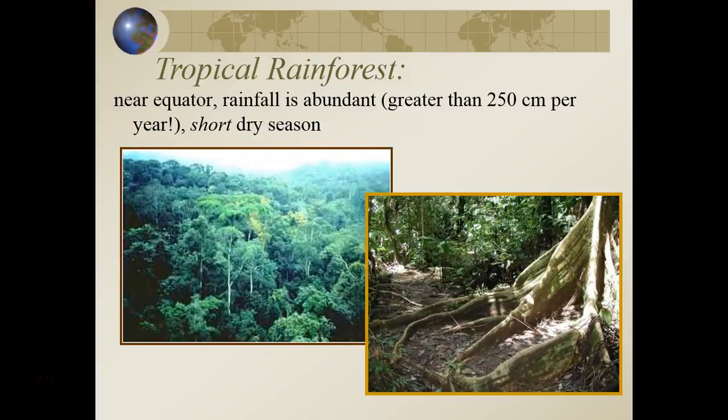Now we're into the tropical rainforest. It says it's near the equator. The rainfall is abundant, greater than 250 cubic meters per year. So short dry season as well. Rain continuously falls in the tropical rainforest. You do have times where there is a dry period, but it doesn't stay that way quite long. So plant life and animal life is very big and vast in these areas.